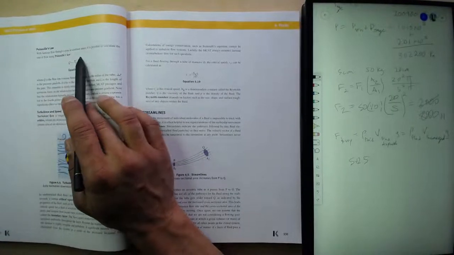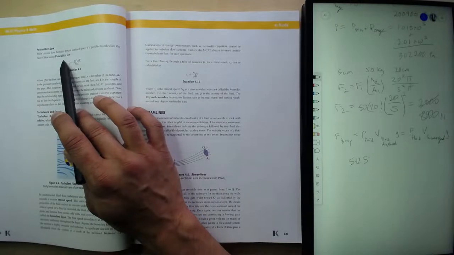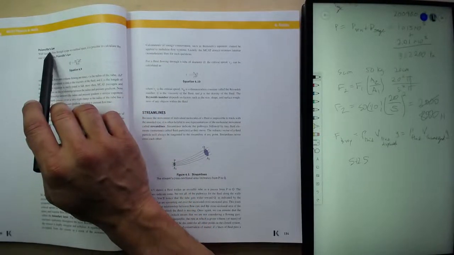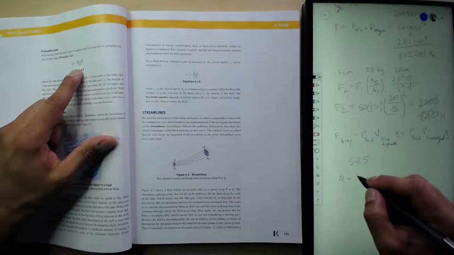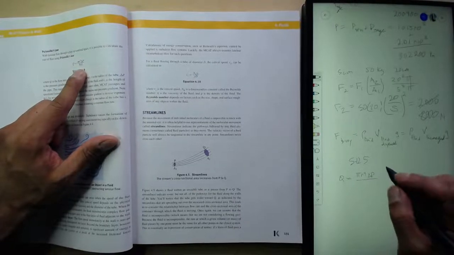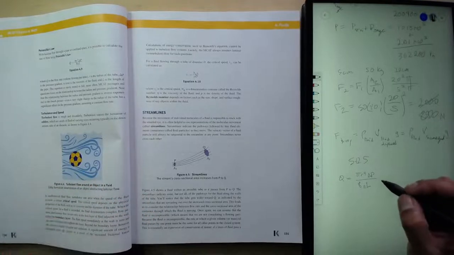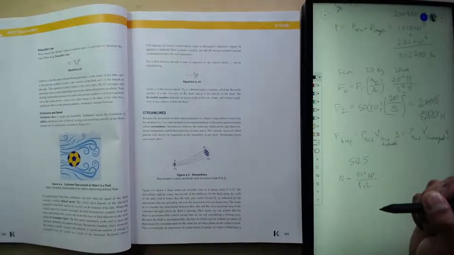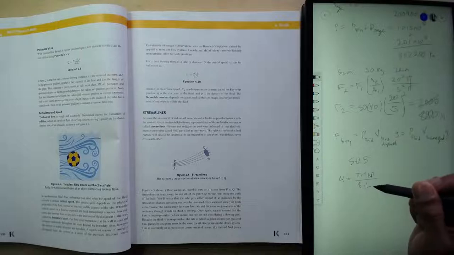With laminar flow through a pipe or confined space, it is possible to calculate the rate of flow using Poiseuille's law. Q equals pi r to the fourth delta P, change in pressure, over 8 eta L, where Q is the flow rate, r is the radius of the pipe, delta P is the pressure gradient, eta is the viscosity of the fluid, and L is the length of pipe.